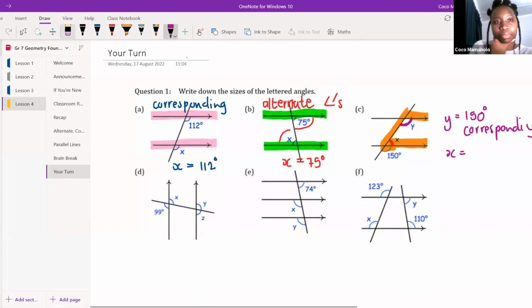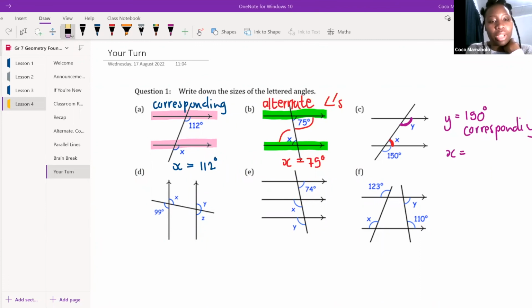What do you think, Nala? Oh, Nala, I can't hear you, my sweetie. Maybe check your sound and then we'll come back to you. Kutle Konke, do you know what X is going to be equal to? Oh, nobody's unmuting. Kutle Konke, can you unmute for me? Yes, you can. Hi, Kutle Konke.